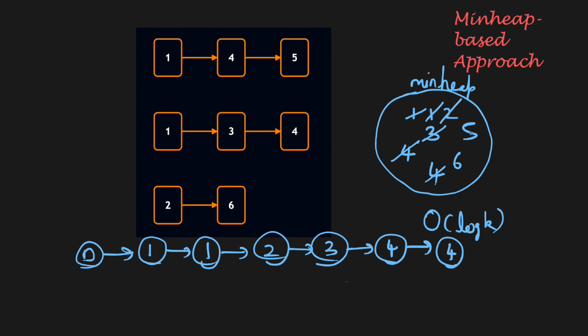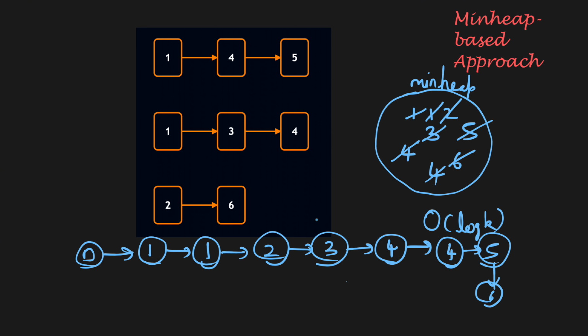So again we extract the minimum, which is 5, so we append it to the list, and now there are no further nodes remaining in list 1, and again we extract the minimum element, which is 6, and we insert it into the list. And now since 6 also doesn't have a next element, we are done with this list as well. And now the min heap is empty. So at this point, we can return this merged list as our answer.